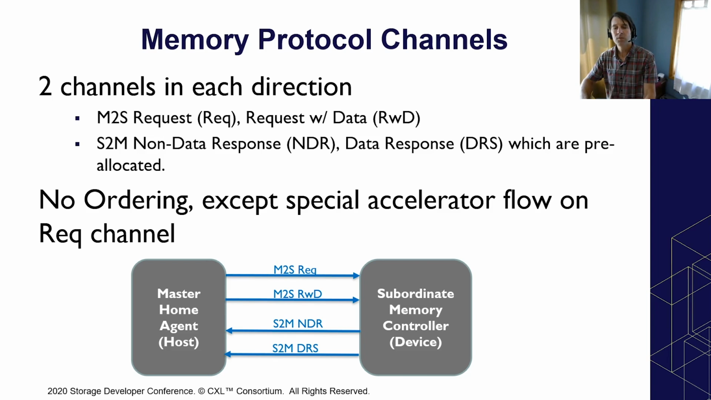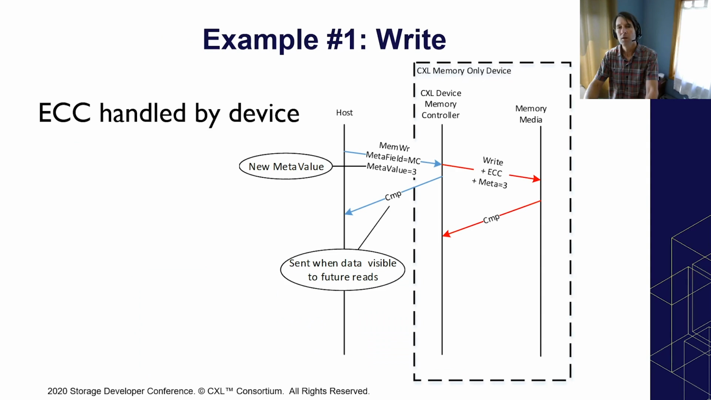Memory protocol has no ordering expected, with one exception, and that exception applies only for accelerator type use cases, and it applies on the request channel. I'm not going to get too deep into this ordering rule, but just know that there is one exception, one place where the M to S request channel has ordering, but that only applies to accelerators, and protocol is unordered with that exception. Okay, so now I'll walk through a flow diagram for example 1, which is a write.